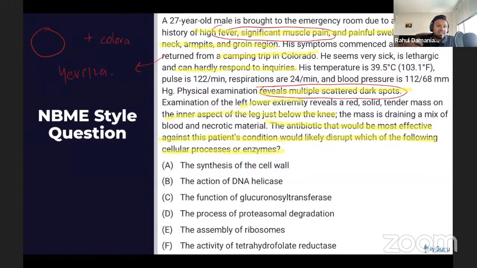Remember, for a lot of the tick-borne illnesses, which is parallel but separate from Yersinia, you're going to be using tetracyclines. Either way, your aminoglycosides as well as tetracyclines are going to affect translation, i.e. the assembly of ribosomes. Remember that synthesis of cell wall is going to be targeted by beta-lactams, particularly penicillins, as well as cephalosporins, and tetrahydrofolate activity is going to be targeted by trimethoprim-sulfamethoxazole.